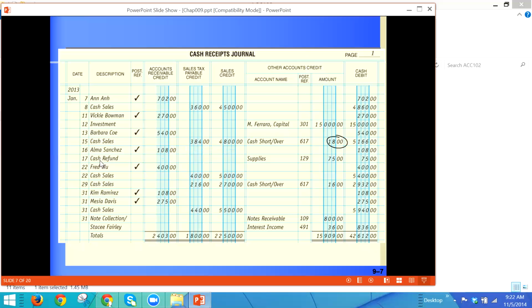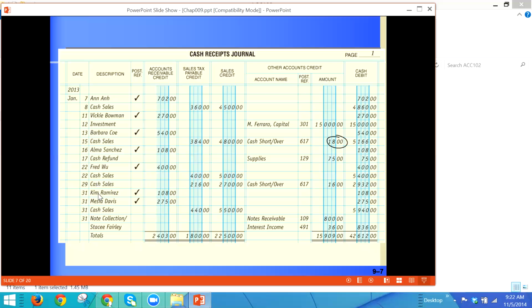Here's one cash refund. I guess we did a return of some sort or got a cash refund. So we're going to debit cash $75 and credit supplies account. Sometimes you buy office supplies and you get a refund or rebate. Then this is how we would do that. This would be a rebate. Fred Rue paid off his accounts receivable.